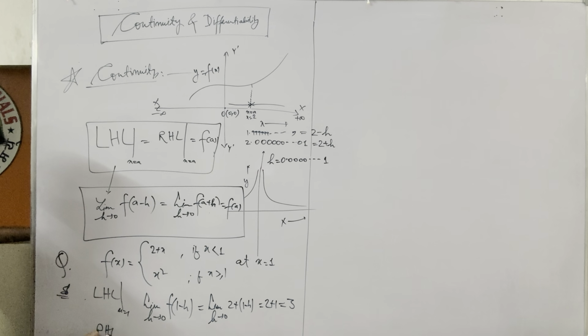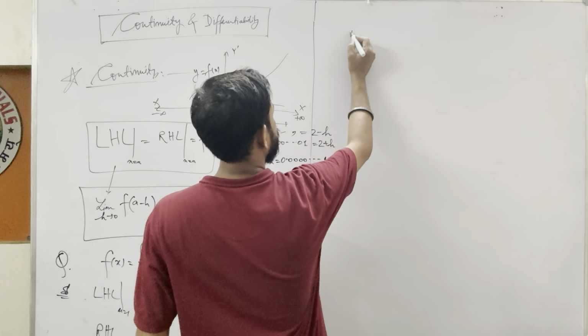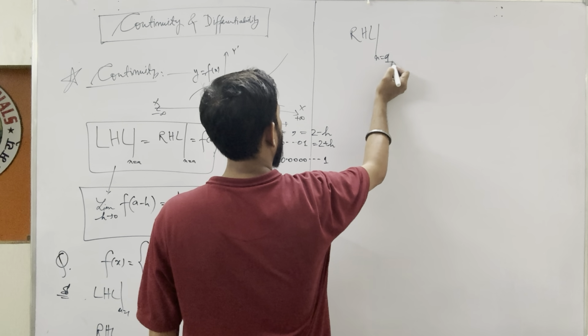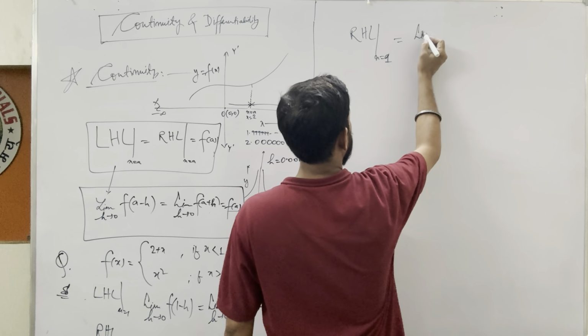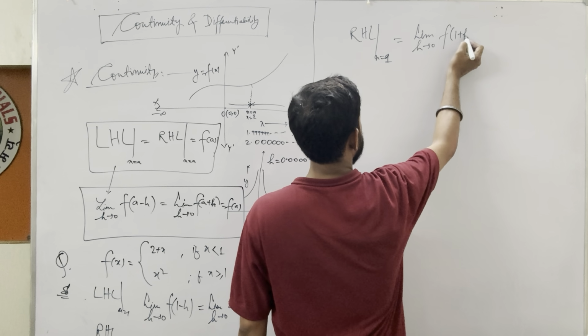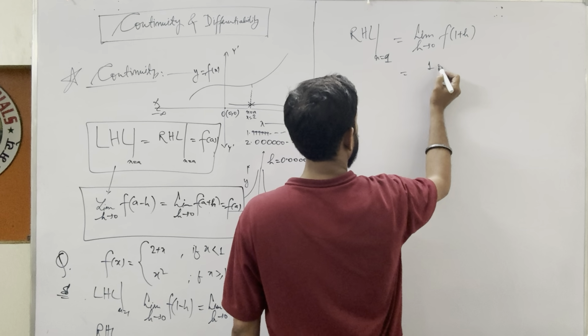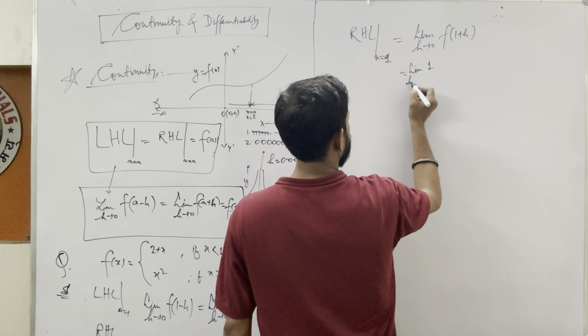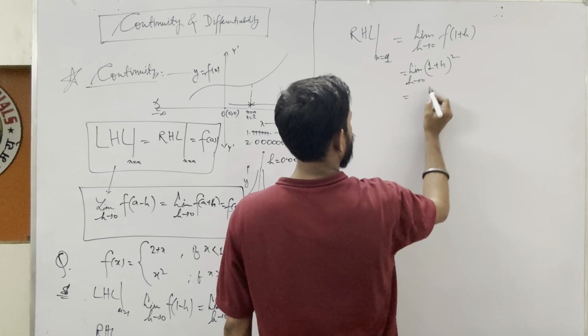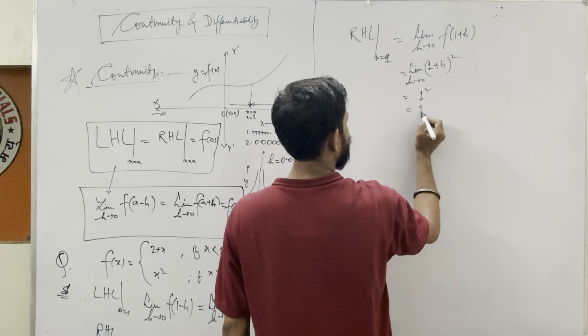We come to right hand limit. So let us find out right hand limit at x equal to 1. It will be limit h tends to 0 f of 1 plus h. So it will be limit h tends to 0 (1 plus h) whole square. Put h equal to 0, so 1.